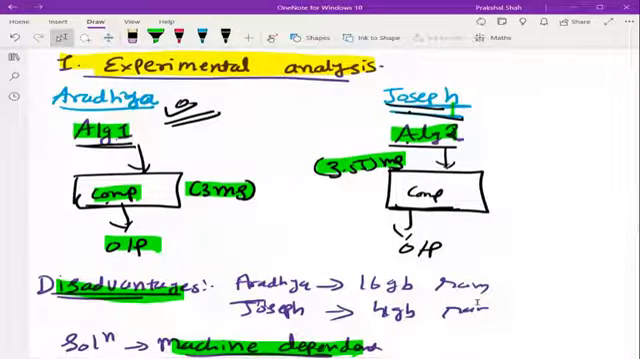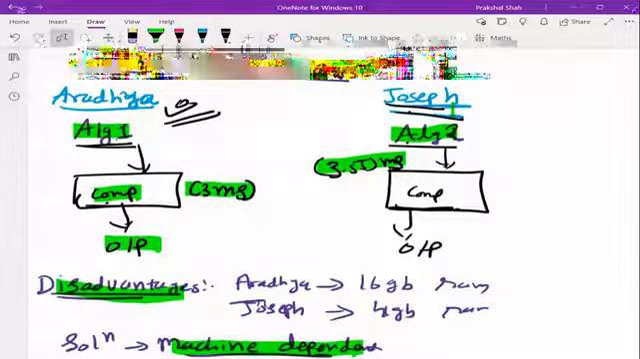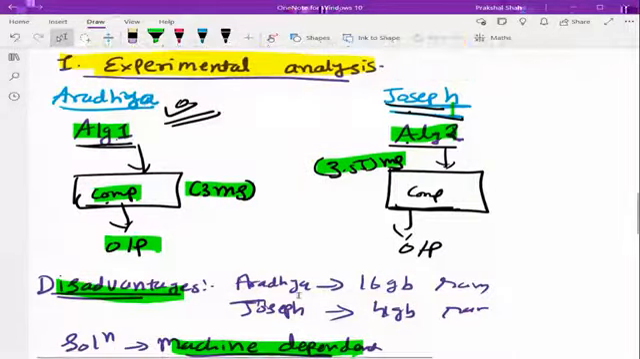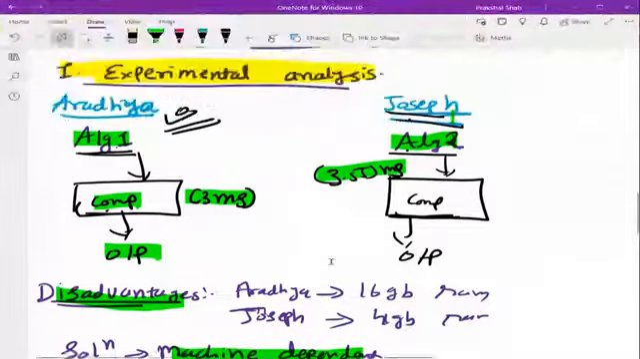Trust me guys, this would hardly be asked in your interview, but if it is asked, then you have to provide a proper explanation of what experimental analysis is and why we need asymptotic analysis. Why we need asymptotic analysis? That is given by the example where Aradhya and Joseph are making a competition, right?